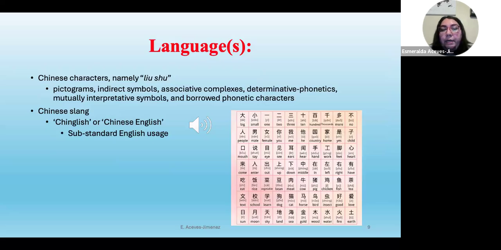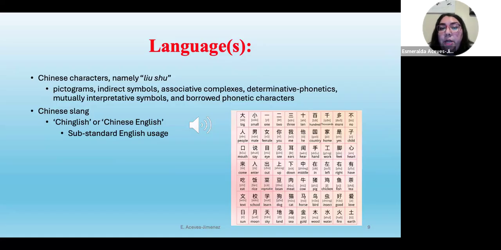The language in China is primarily Chinese characters, namely Li Shu. This is pictograms, indirect symbols, associative complexes, determinative phonetics, mutually interpretive symbols, and borrowed phonetic characters.